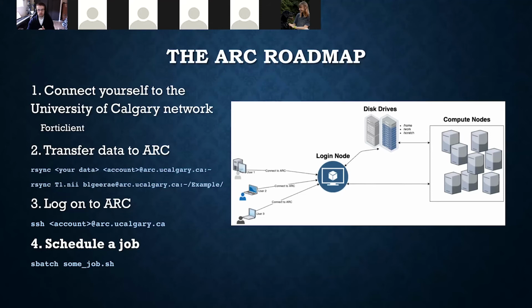Once you connect to the University of Calgary network with the VPN client, you can transfer your data either to Arc or from Arc using that rsync command that I talked about before. You need to be able to connect to Arc to do this, but you need to run the command from your personal computer. You can't really do it once you're connected to the Arc server, because then you're talking to a login node, and that login node doesn't know where your personal files are. So this is something that you would do before you connect to Arc, but after you connect to the University of Calgary network. Hopefully that makes sense.